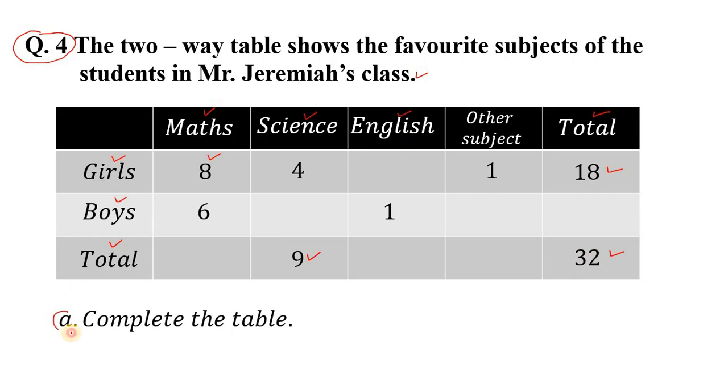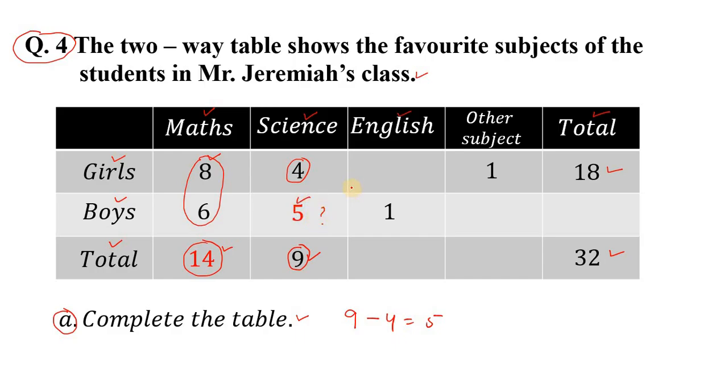And question number 1 is complete the table. Now we are going to complete this table. First of all, the sum of these values, 8 plus 6, we get 14. And now if we subtract these values, 9 minus 4, we get 5. So the answer is 5.